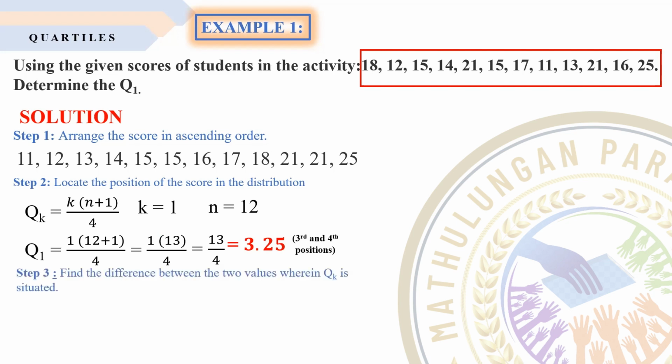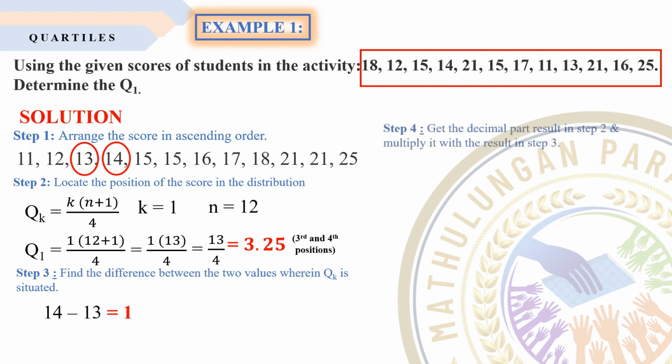Now, let us proceed to step 3. Find the difference between the two values wherein Q sub k is situated. So, remember, ang position ng ating Q sub k ay nasa third and fourth positions. So, titingnan natin sa data natin kung ano yung pang third position at yung pang fourth position. So, ang ating pang third position ay 13 at ang ating pang fourth position ay 14. And those two numbers will be subtracted from each other. So, ibig sabihin, 14 minus 13 is equal to 1.